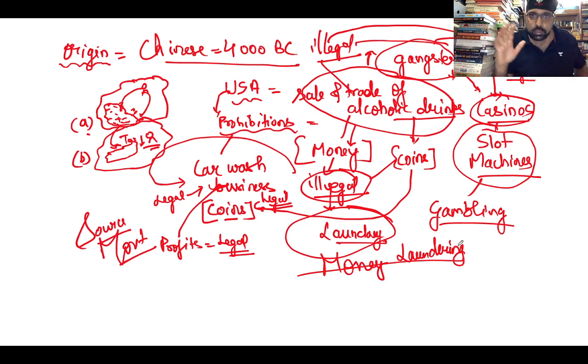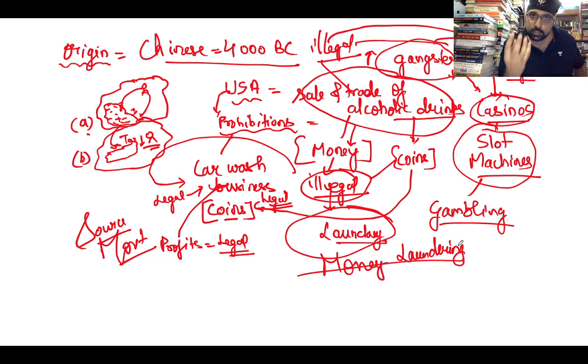The car wash business was a legal business. There's nothing illegal about the car wash business. The casino business is a legal business. There's nothing illegal about owning a slot machine in a casino. And the laundry business is a legal business. Again, there is nothing illegal about owning a laundry business.